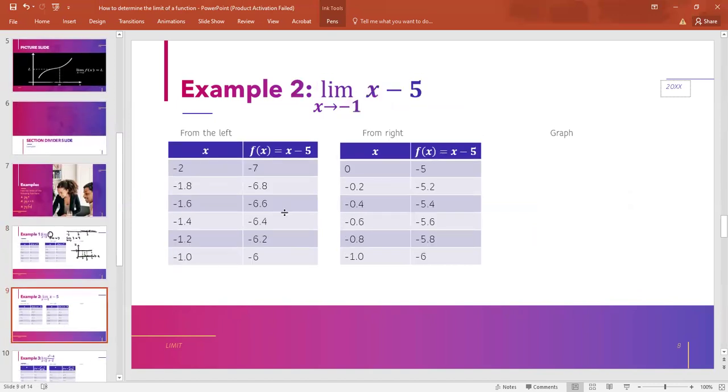Now, let's look at a linear function. We have the limit as x goes to minus 1 of x minus 5.